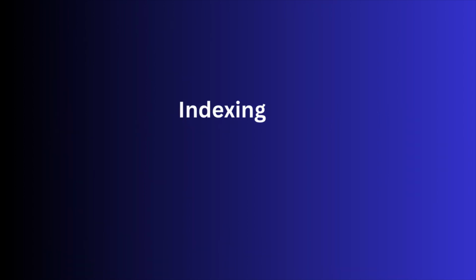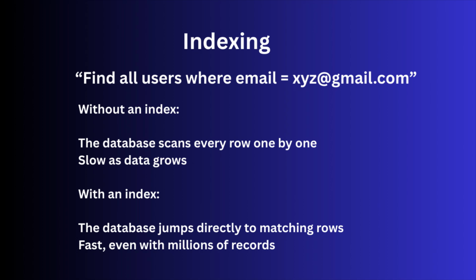Now, what is indexing in embedding? You already heard about indexing, right? In normal database indexing, it is like a table of shortcuts. If you run find all users where email equals xyz@gmail.com, without an index, the database scans every row one by one. It slows down as data grows. With an index, the database jumps directly to matching rows and is fast even with millions of records. So the idea is: don't scan everything, use a shortcut.